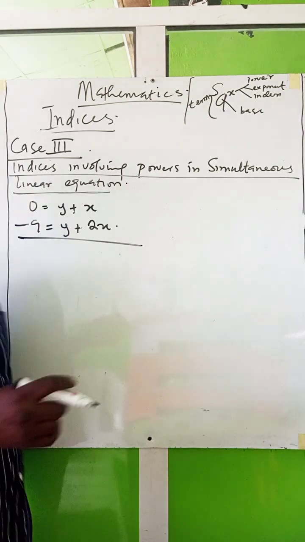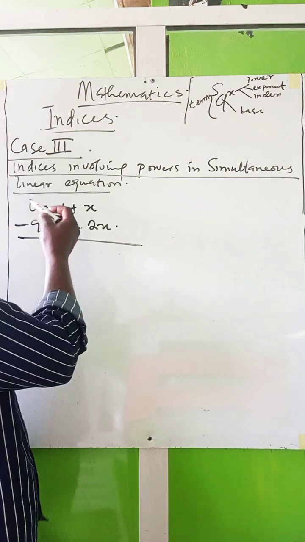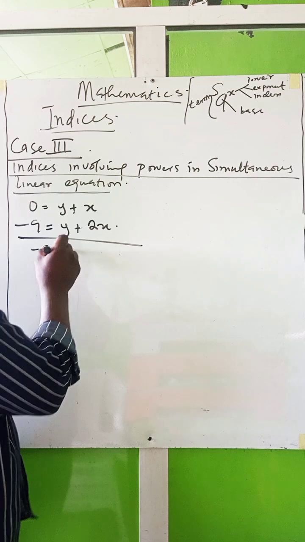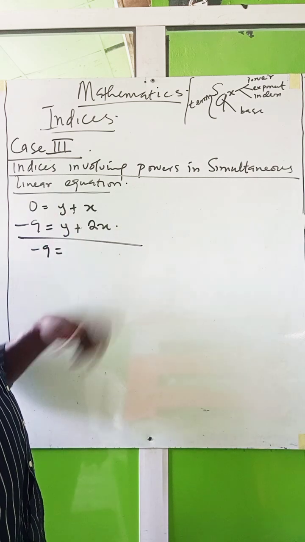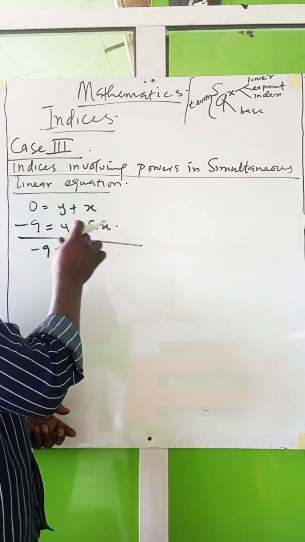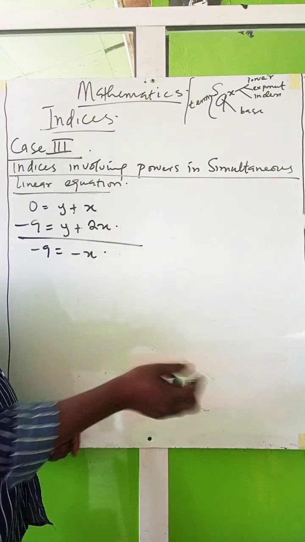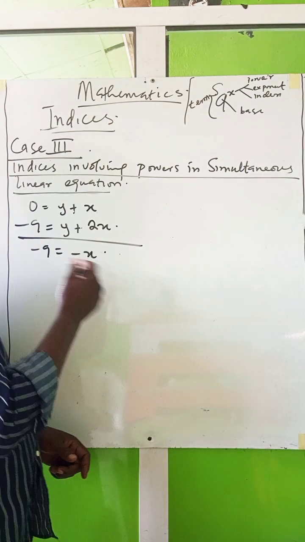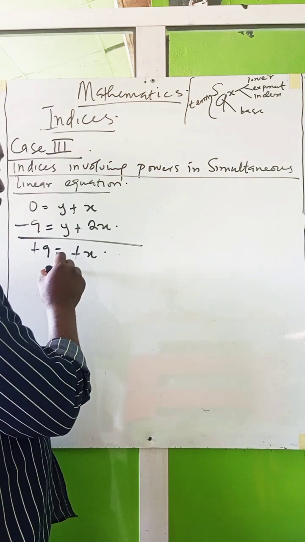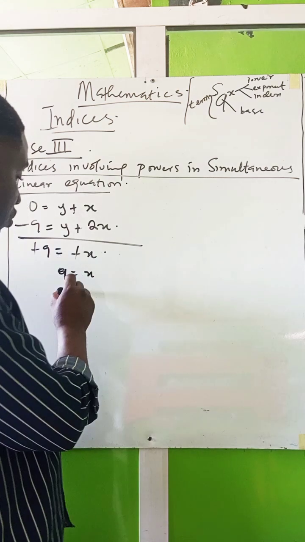So subtracting equation 2 from equation 1, we have 0 minus 9. That will give us minus 9 equal to y minus y, that's 0. Then x minus 2x will give us minus x. In this case, minus is on both sides, so they cancel. So 9 equals x. If 9 equals x, by implication, x equals 9.